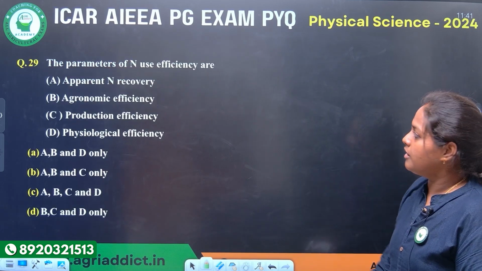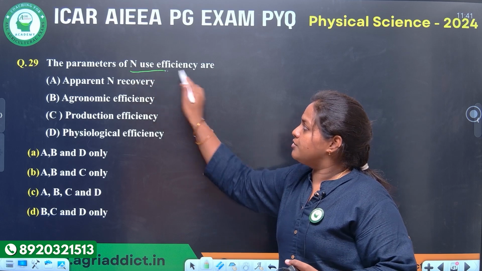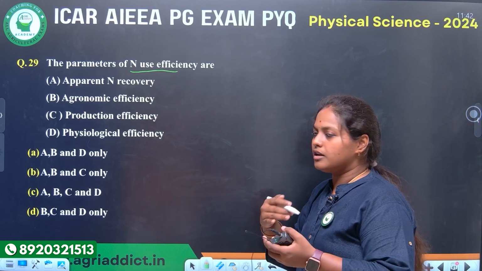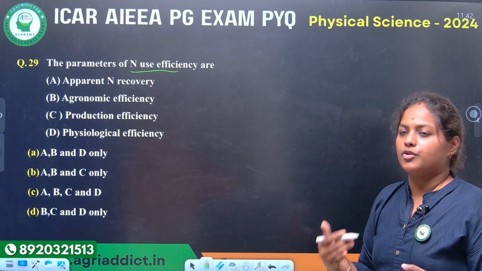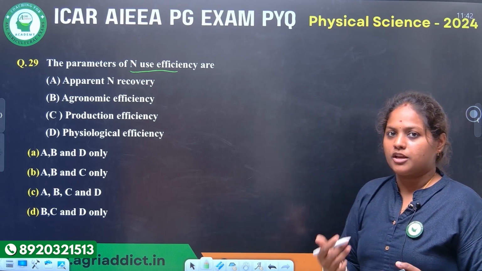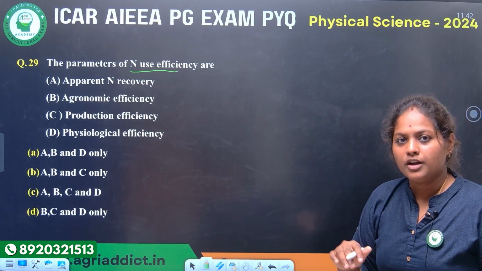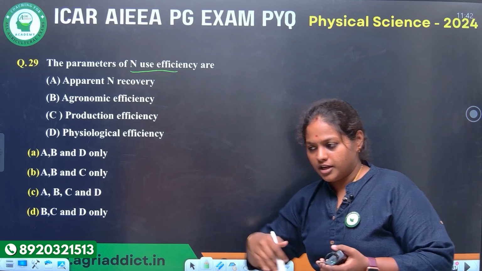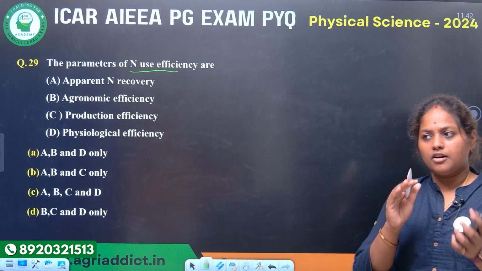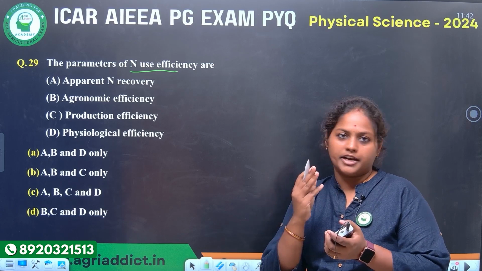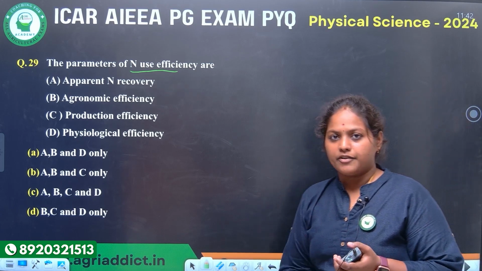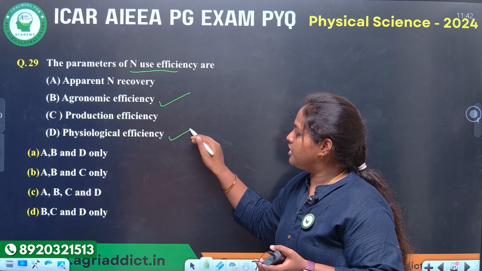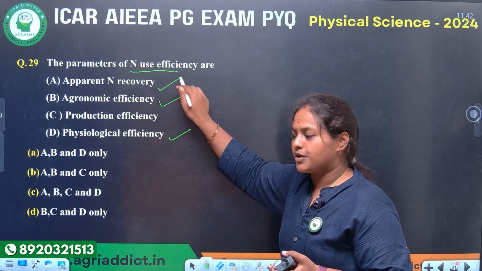Question number 29. The parameters of nitrogen use efficiency. In any research that is related to coated urea or any nitrogen use promoting and nitrogen uptake promoting research, it will focus mainly on nitrogen use efficiency. In nitrogen use efficiency, we will represent this efficiency in 3 different ways: agronomic use efficiency, physiological use efficiency, and apparent nutrient recovery.